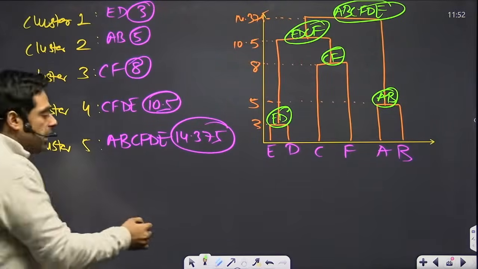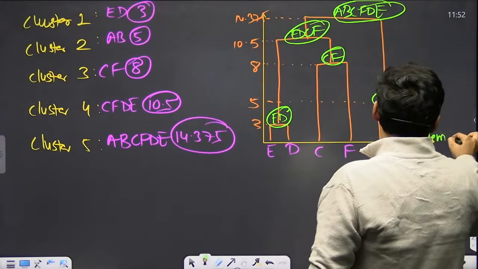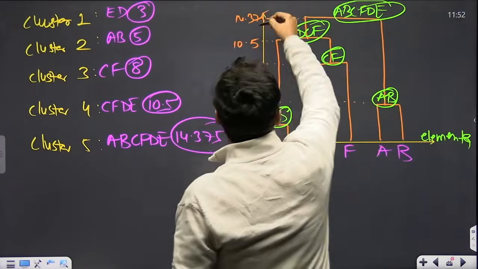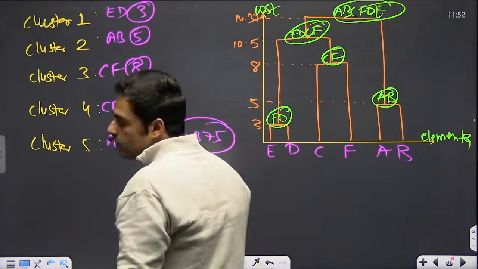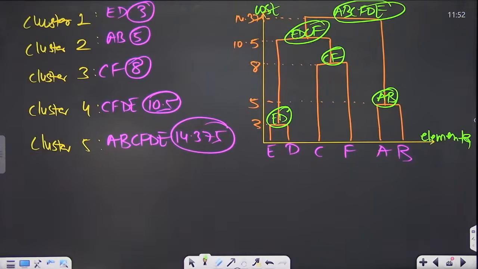Okay, the x-axis represents the number of elements. What are the elements? And what is the y-axis? The y-axis represents the cost of dissimilarity. Okay guys, please remember this. This cost represents the cost of dissimilarity. You have to keep this in mind.